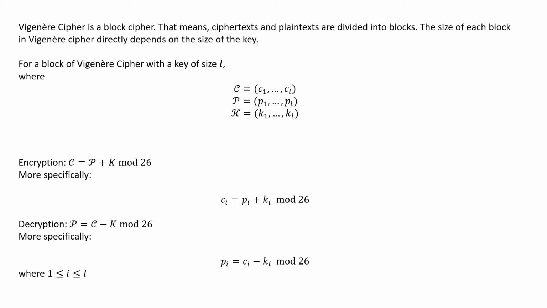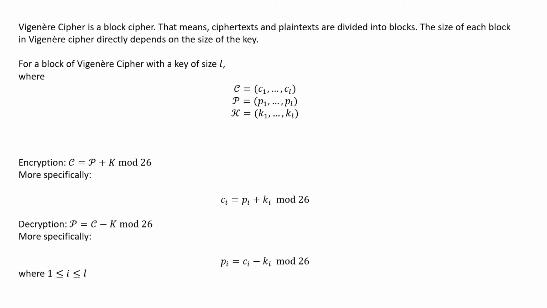Now, as for the definition of Vigenère Cipher, it is important to note that this crypto system is a block cipher, meaning that the plain text and ciphertext are both divided into blocks of text, and the size of each block is determined by the size of the key. So let's say the key has length L, then we divide either plain text for the purposes of encryption or ciphertext for the purpose of decryption into blocks of size L.